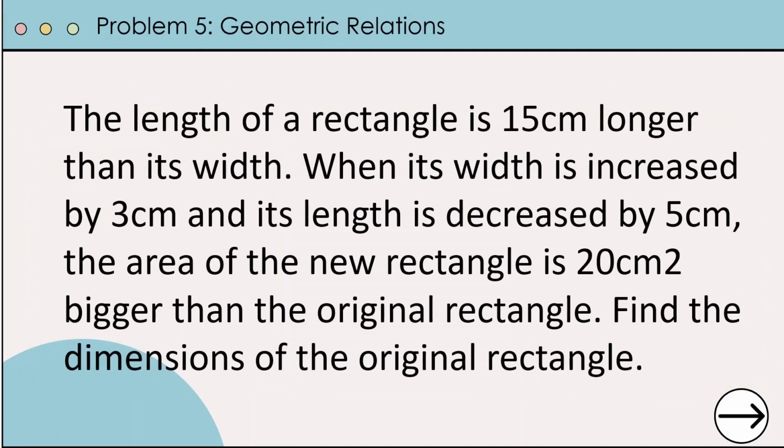Let's have problem number 5. The length of a rectangle is 15 cm longer than its width. When its width is increased by 3 cm and its length is decreased by 5 cm, the area of the new rectangle is 20 cm squared bigger than the original rectangle. Find the dimensions of the original rectangle.